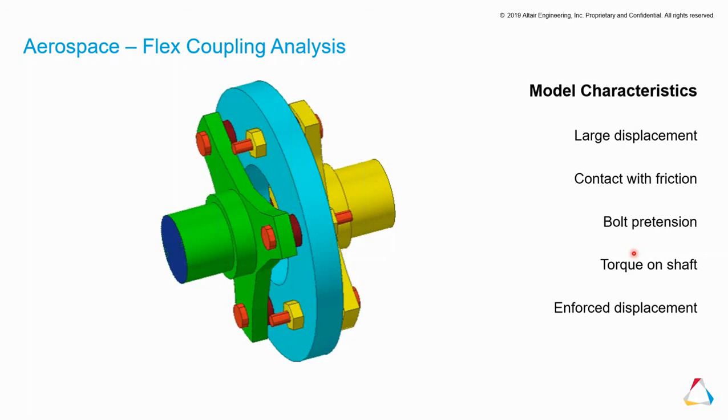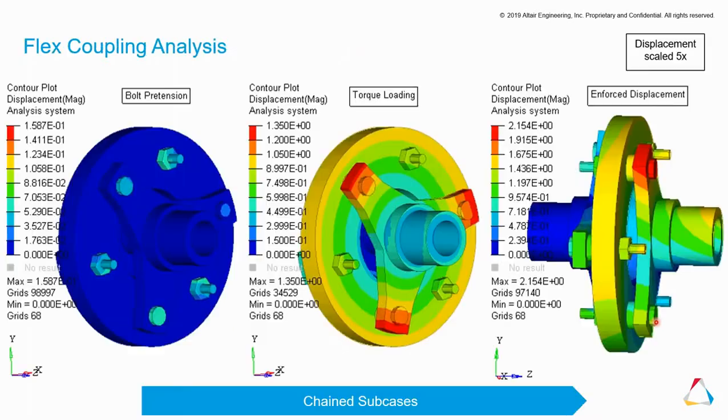Now, this type of model is typically run with large displacement. It includes contact with friction between the various components. There's also bolt pretension, and then we apply the loading on the assembly. So we have torque on the shaft, and then we define an enforced displacement to simulate the misalignment load cases.